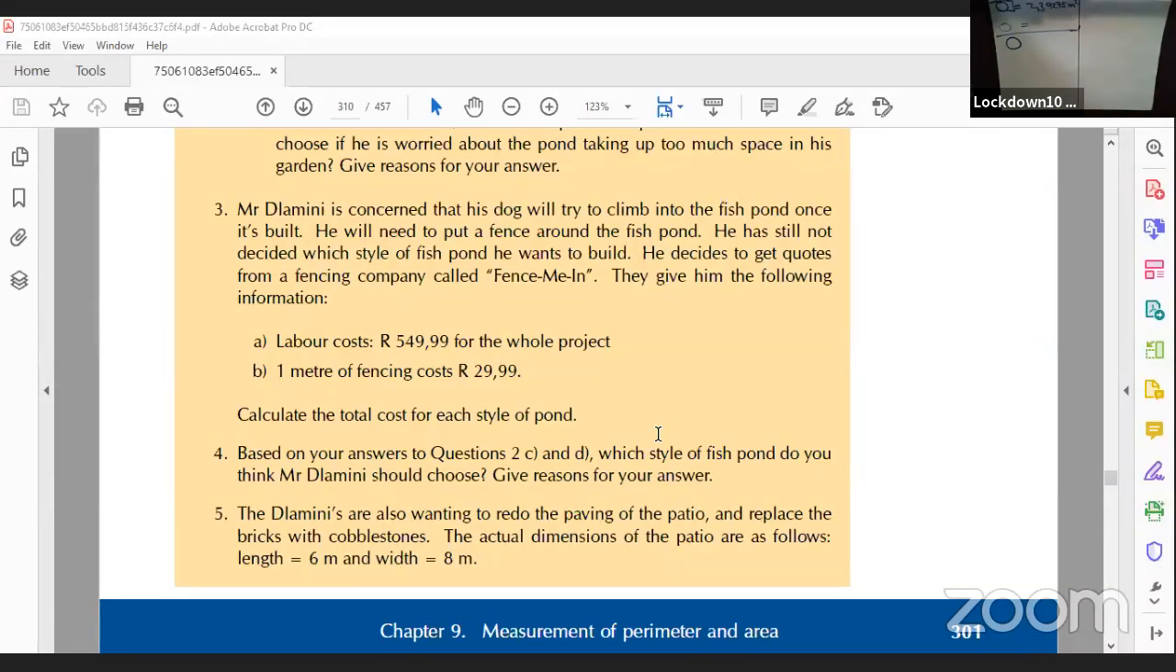Okay, what do we need to calculate here, guys? What do we need to calculate? Okay, do you think we need to calculate the perimeter or the area? What do you think, guys? Which part are you battling to understand, Simo? No, guys, we need to calculate the perimeter. We need to calculate the perimeter of the fish pond.